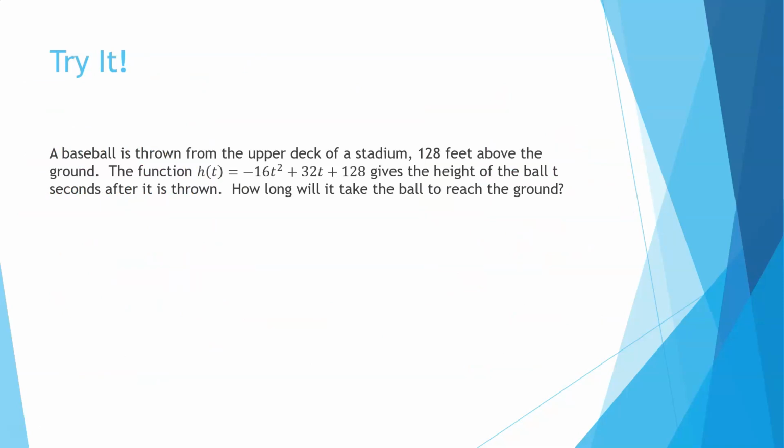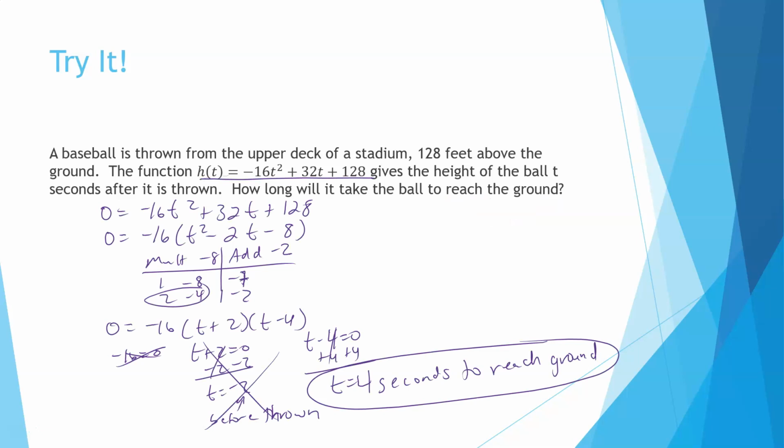A baseball is thrown from the upper deck of a stadium 128 feet above the ground. The function h of t is negative 16t squared plus 32t plus 128 gives the height of the ball t seconds after it is thrown. How long will it take the ball to reach the ground? So pause the video, set it up, remembering that reaching the ground is when h of t equals 0. So you're going to set that quadratic equal to 0, factor it, and solve.